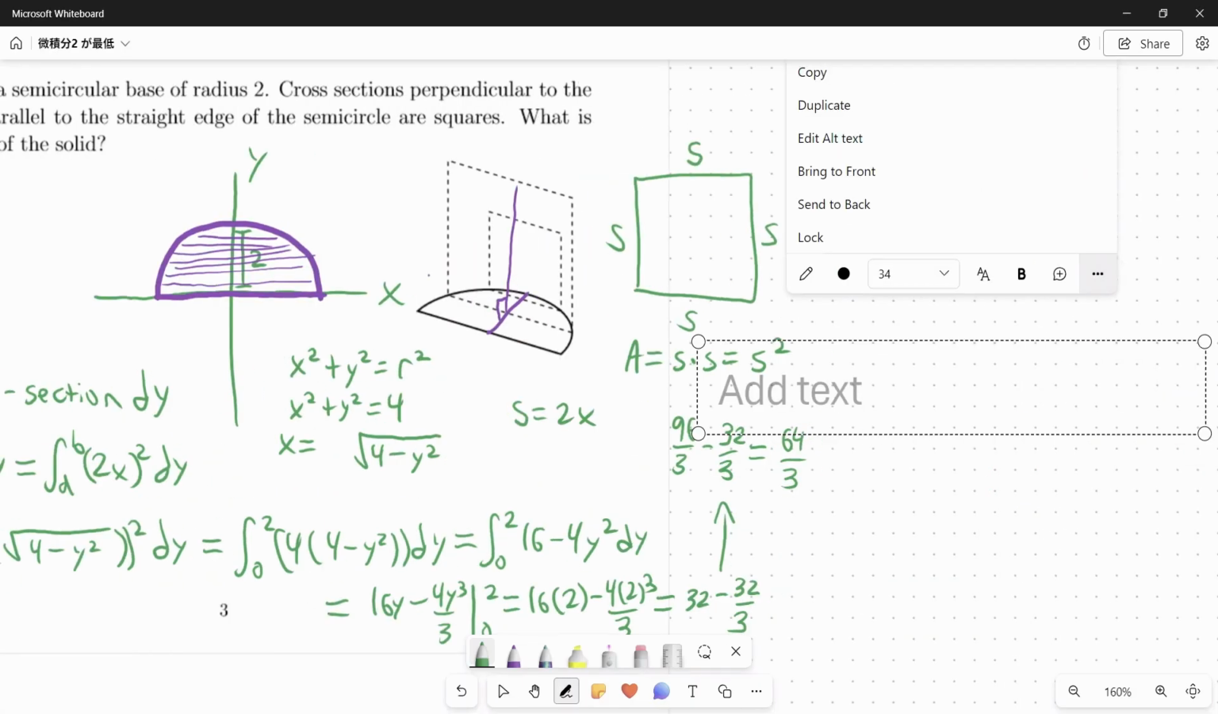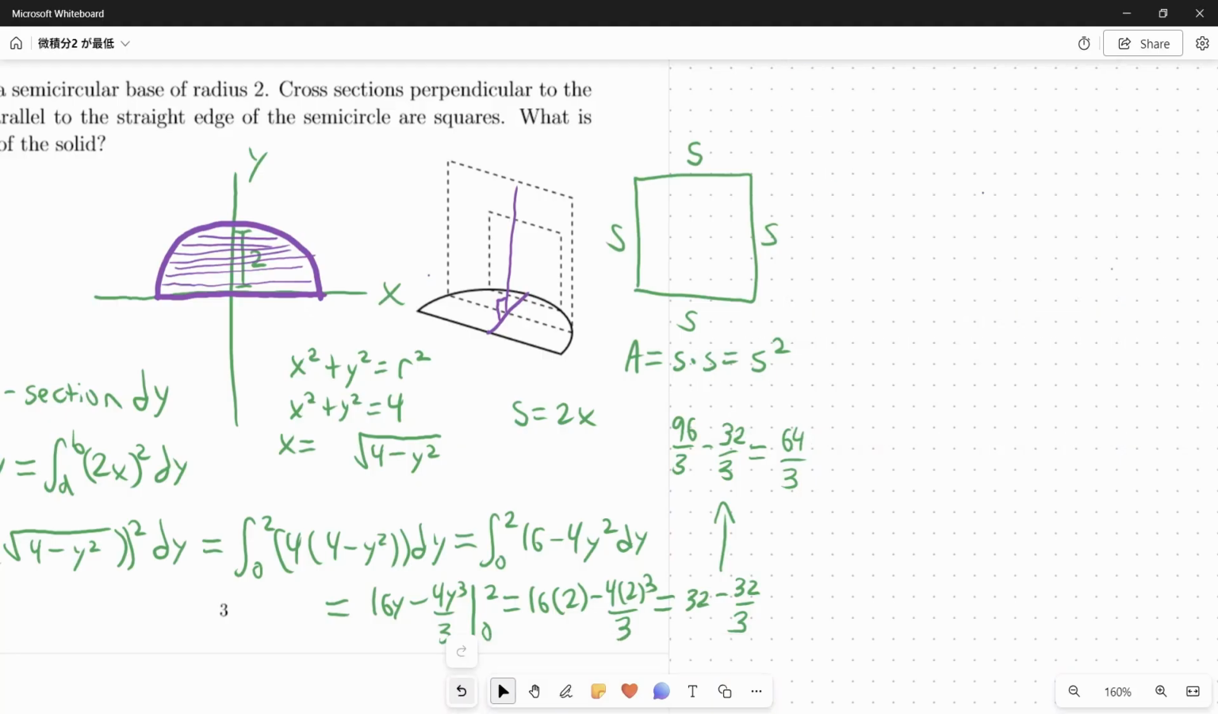Oops, let me get rid of that as well. Okay, yeah, there we go. And then let me clean up that box too. So now we have something that represents the volume, so 64 over 3. And so this would be your final answer to the volume of this.